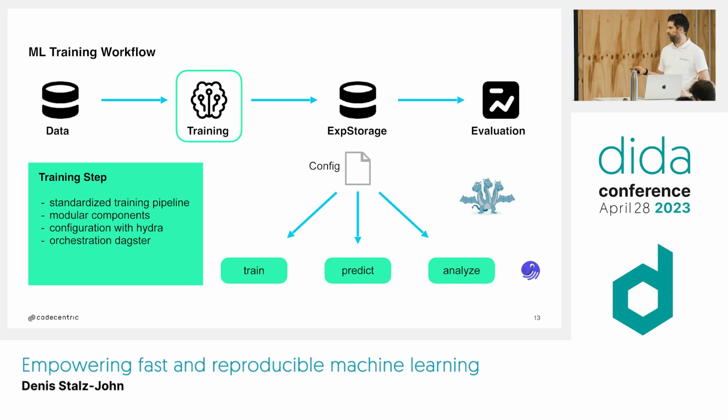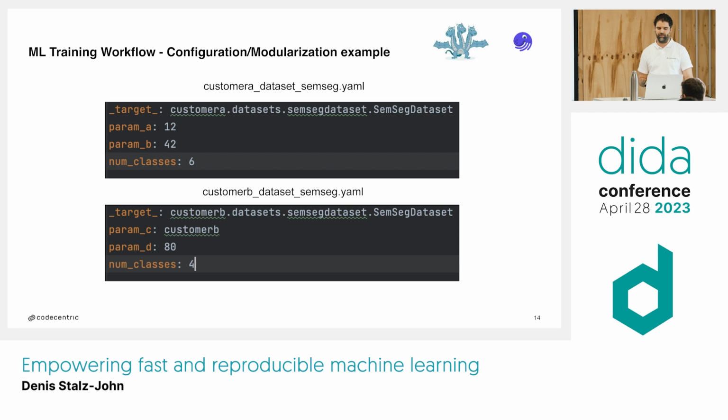And we are using two tools here. One is called Dagster. It's an orchestrator. We build the pipeline with Dagster. And one is Hydra. Hydra is a configuration tool where you can modularize your configuration in different YAML files and import them into one big file. And it's very nice if you have multi-experiments and want to separate configurations from each other.